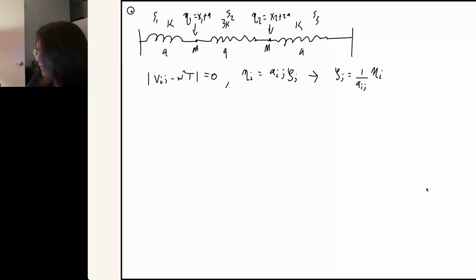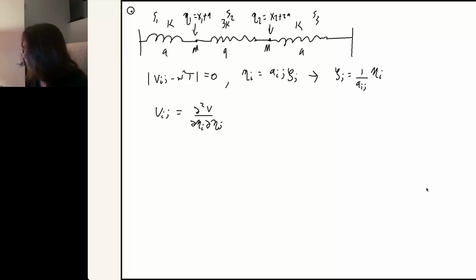We have to find what the potential tensor is. We know that it's just the Jacobian of the total potential of the system, eta_i, eta_j. The way that I've defined variables means that this is going to be equal to the second derivative of V with respect to x_i and x_j, which will end up looking a bit nicer.